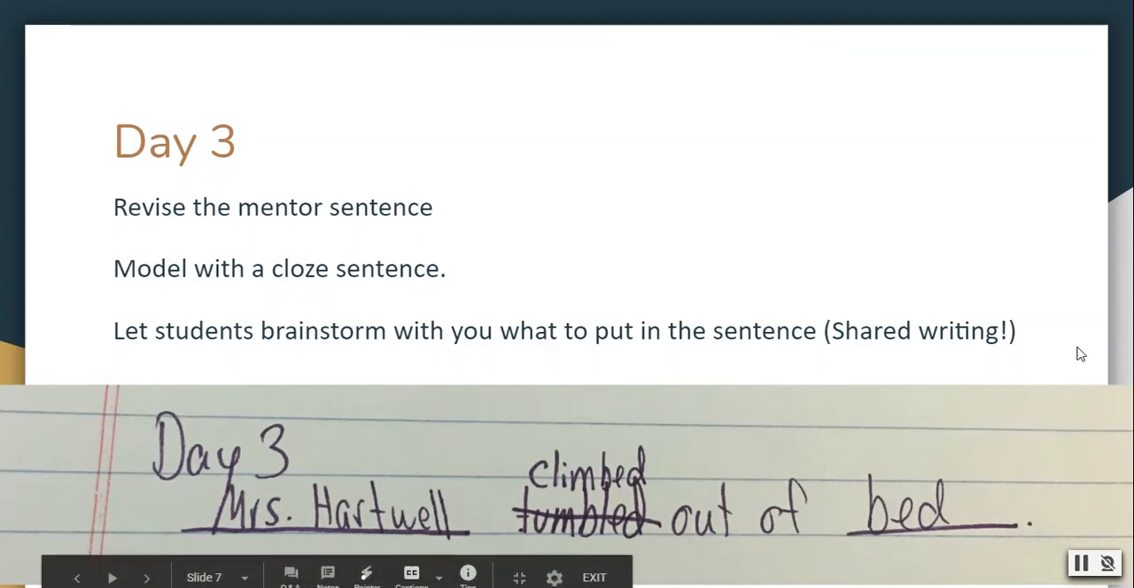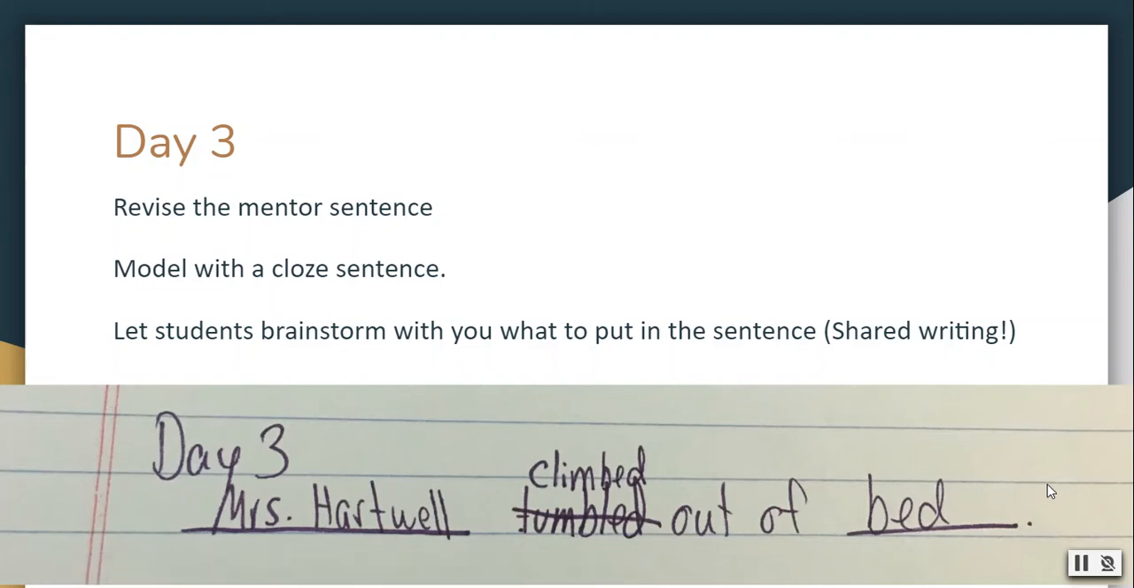Remember when we're doing our gradual release, the I do, we do, you do, this is a we do right here. Let the students brainstorm how to revise this sentence. So instead of Sarah, we could say Mrs. Hartwell. Instead of tumbled, we could say climbed. Instead of out of bed, I could change bed to she climbed out of the ceiling. She climbed out of the bushes. I don't know. Be creative.